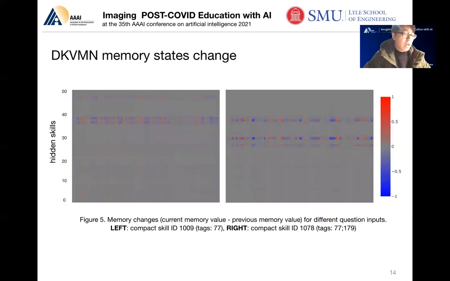This figure shows the memory change, the current memory value minus the previous memory value, for different question inputs. On the left, this is the memory change for compact skill ID 1009, which consists of tag 77. On the right, this is compact skill ID 1078, which consists of tags 77 and 179. It is difficult to visually explain the relationship between these 2 compact skills.